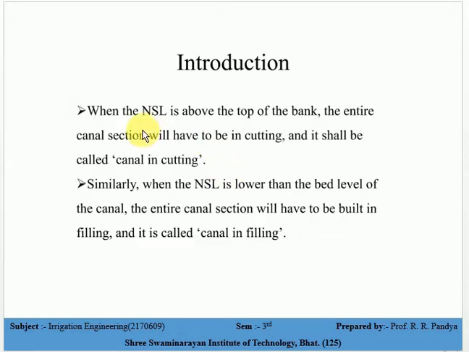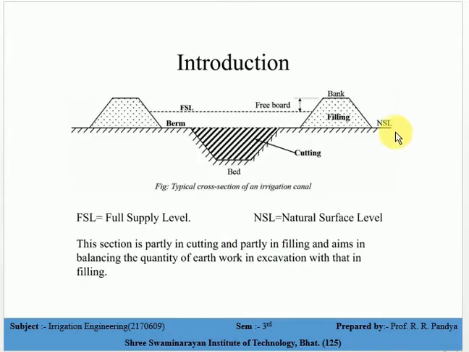So when the NSL is above the top of the bank, the entire canal section will have to be in cutting and it shall be called canal in cutting. So what can this describe? When the NSL is above the top of the bank. So let's see the figure. When the NSL is above the top of the bank, so this NSL should be here, then our entire canal section is considered as a cutting. It's that simple.